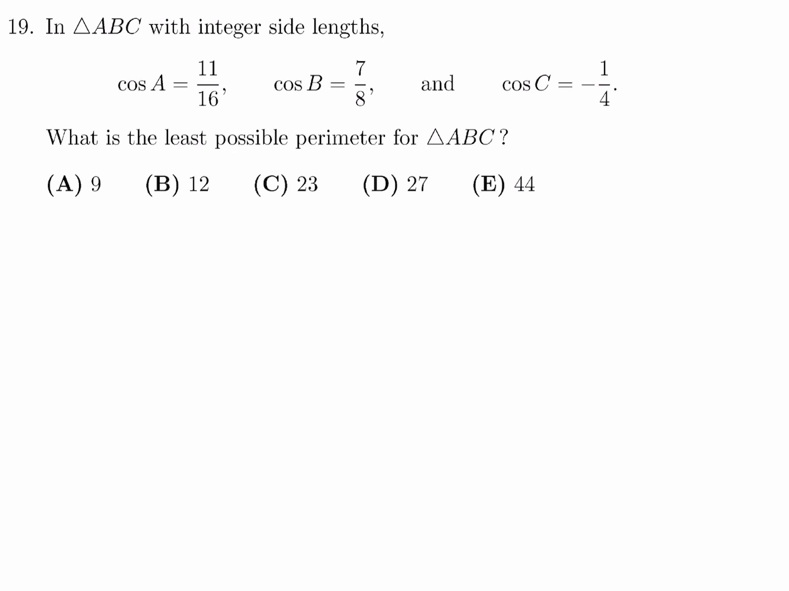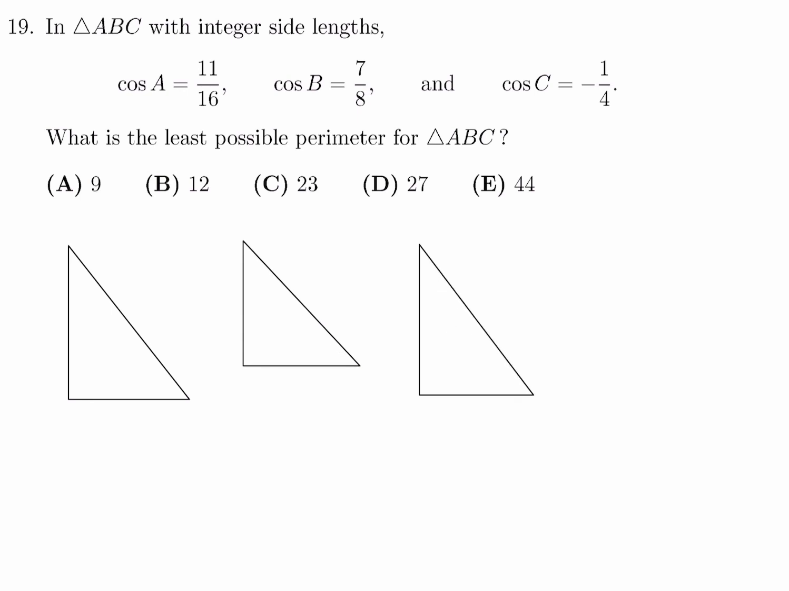In triangle ABC with integer side lengths, cos of A is 11 over 16, cos of B is 7 over 8, and cos of C is negative 1 over 4. What is the least possible perimeter for ABC? Well, let's draw some right triangles. Let's draw 1, 2, and 3. It doesn't really matter what they look like. We just have to illustrate this.